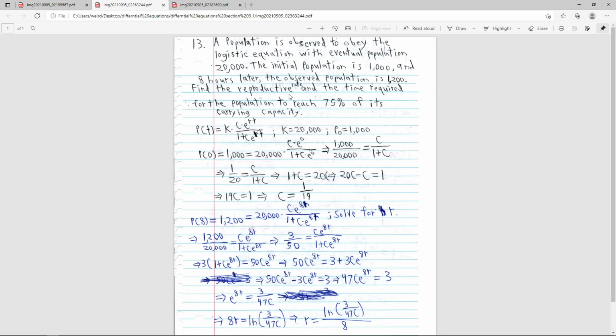So we're just finding r and the time required for the population to reach 75% of its carrying capacity this time, which is obviously going to be just 15,000 out of 20,000. We'll see that later, but first we have to find r in order to solve anything else. Similar to the last one, P of 0 is equal to 1,000, which is equal to 20,000 times C times e^0, divided by 1 plus C times e^0. We divide both sides by 20,000, so 1,000 divided by 20,000 equals C over 1 plus C. That simplifies to 1 divided by 20 equal to C over 1 plus C.